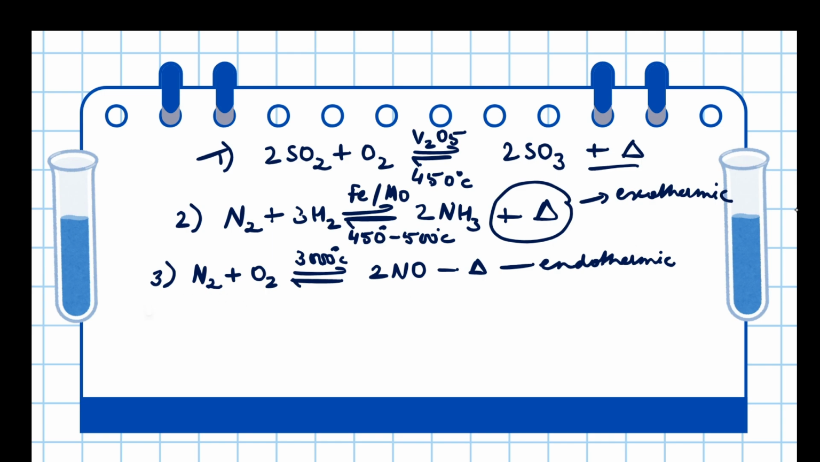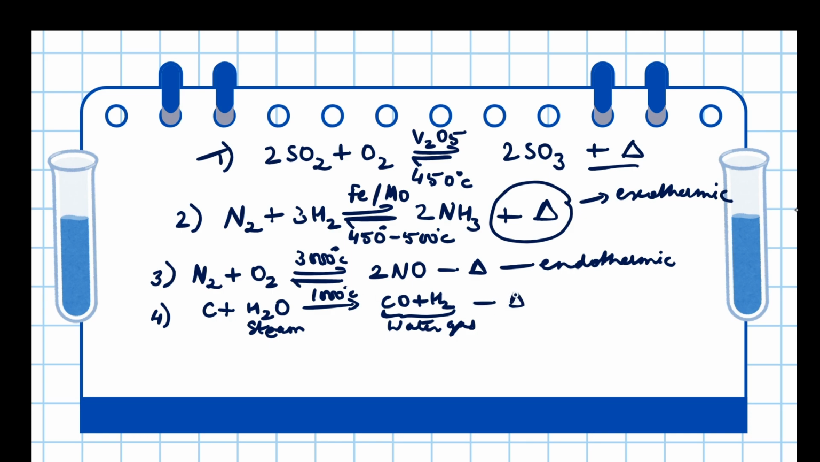Okay, one last reaction we will write for endothermic reaction. This reaction you will again see in the chapter of water, that is the formation of water gas. Carbon and water, in the form of steam, we are reacting. So when steam is reacting with carbon, it is forming water gas, CO and H2. Together you write them as water gas being formed. And here again temperature is important, 1000 degrees Celsius, and this is also an endothermic reaction.